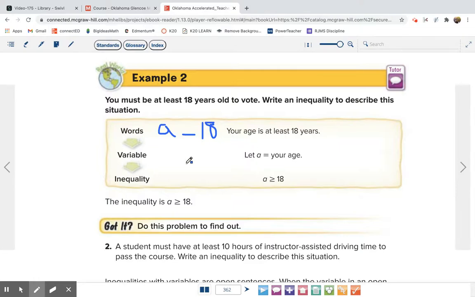So if you're under 18, you cannot vote. But if you're in your 20s or in your 30s or 40s, you can. So if you're greater than 18, you can vote. So it is going to be greater than or equal to 18. So I want you to pause the video and try number 2, and then I'll go over it with you.